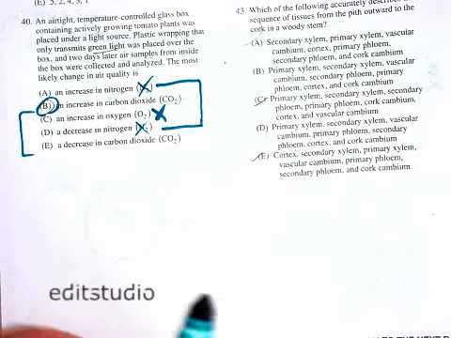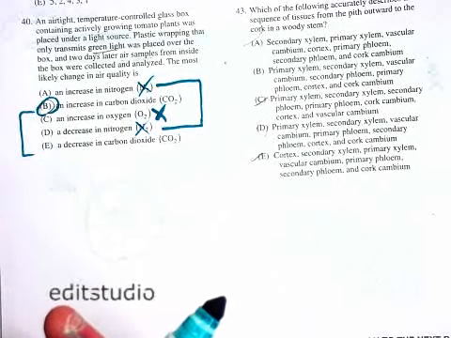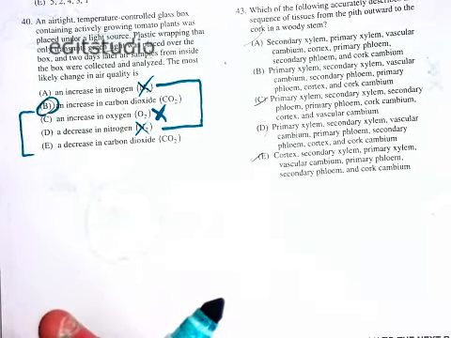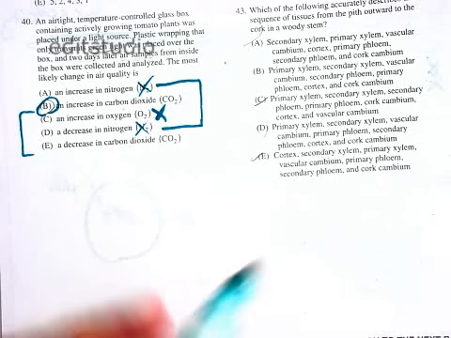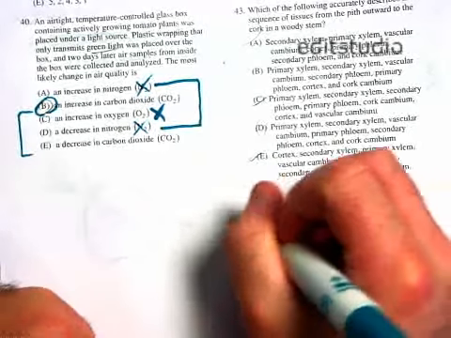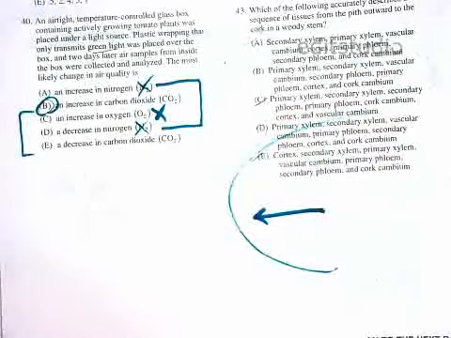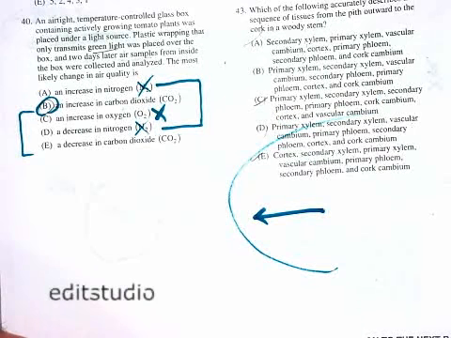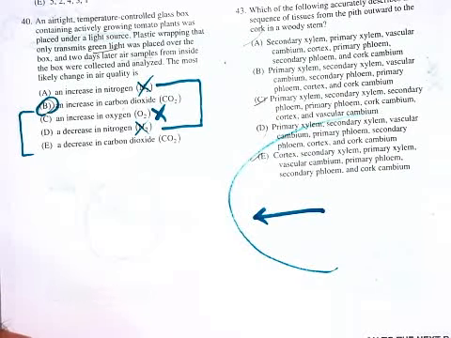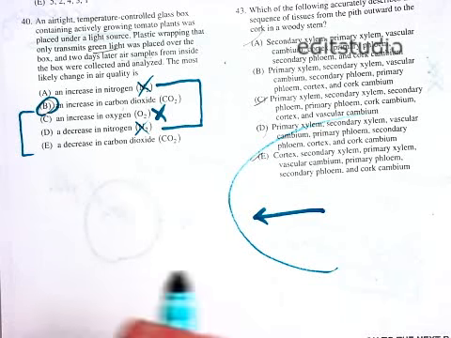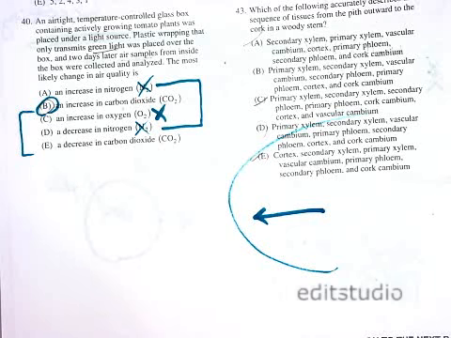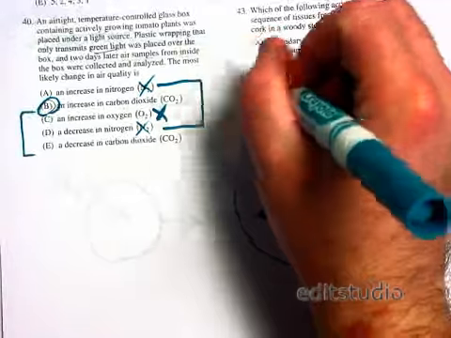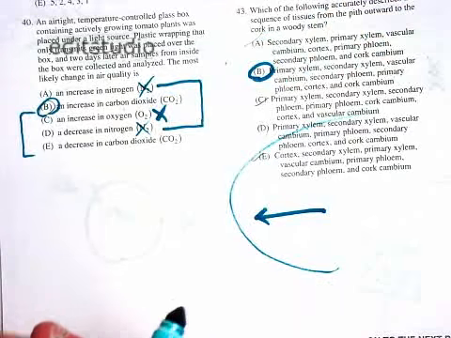Number 43. Sequence describes the tissues from the pith outwards to the cork. So they're basically starting you in and going out, looking at the tissue. So definitely xylem is going to be on the inside, correct? Agreed? Agreed. Did you say on the outside? No, they want you to start inside and go outside. B is the answer.